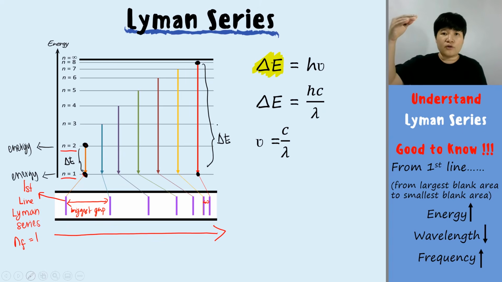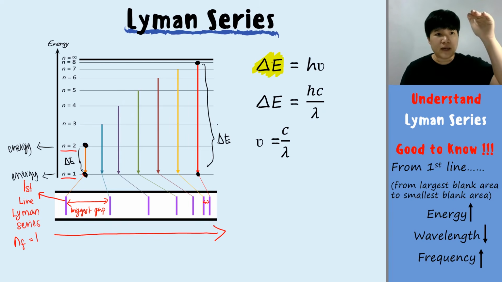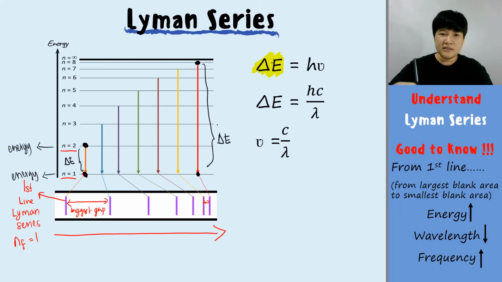There is a lot of energy being released. You are dropping all the way from n equals 8 down to n equals 1, so the energy change is a lot. In other words, the first line delta E is very low. The last line delta E is extremely high. Therefore, moving from the left to the right, the delta E actually increases.